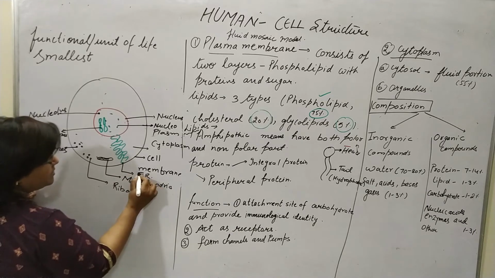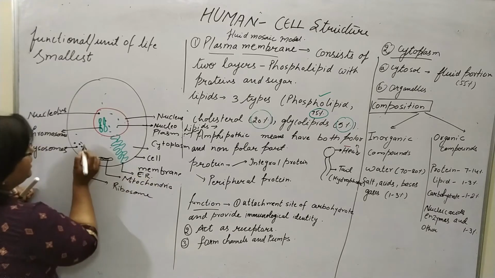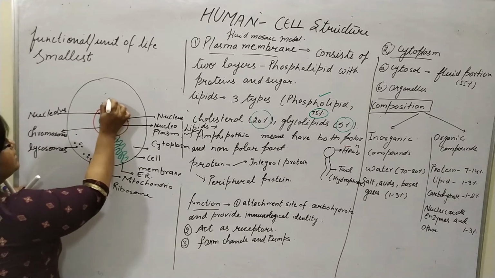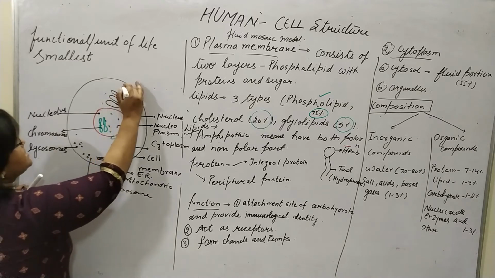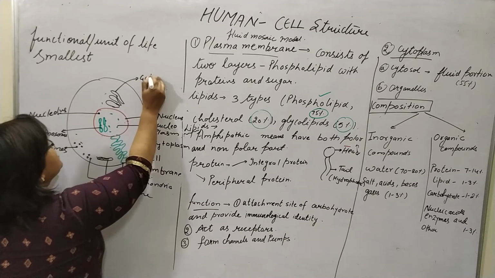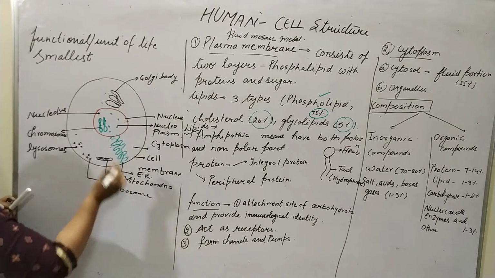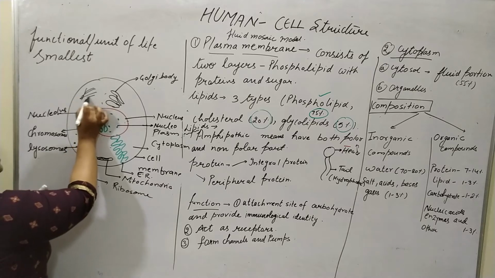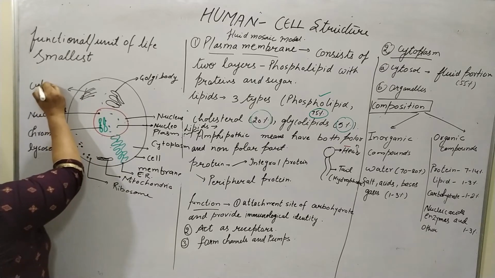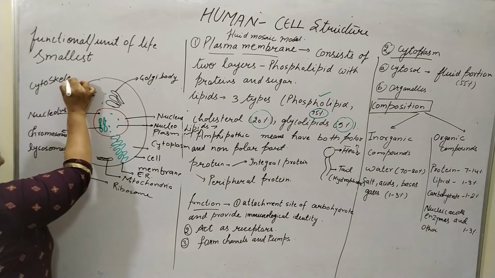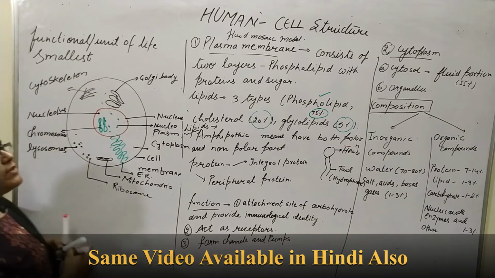The endoplasmic reticulum I am writing in the short form ER. The other membrane structure present is known as the Golgi body or Golgi apparatus. And the other fiber-like structure is known as the cytoskeleton. So this is the basic structure of the cell.